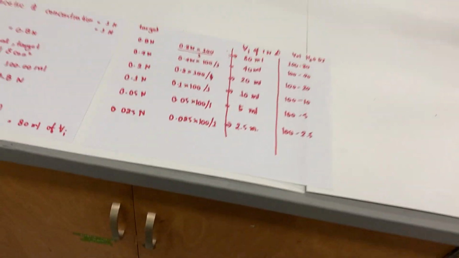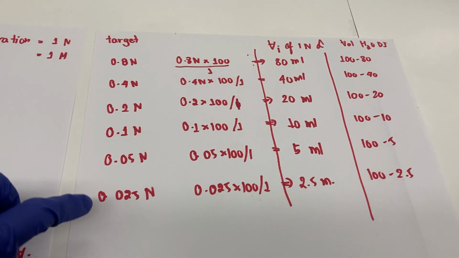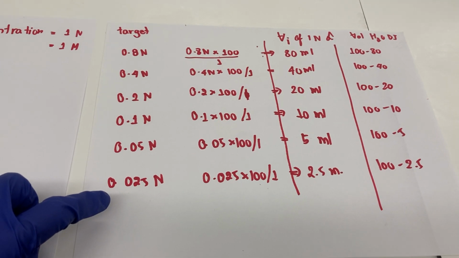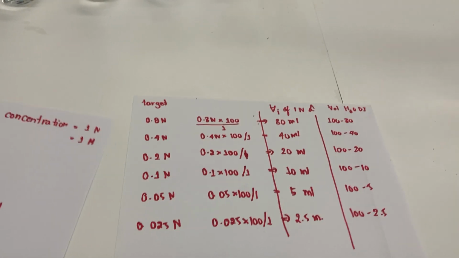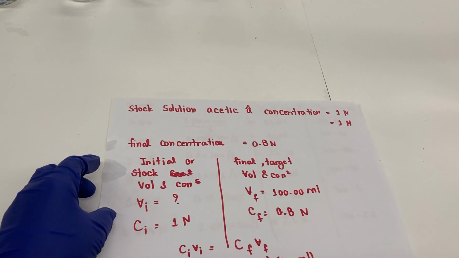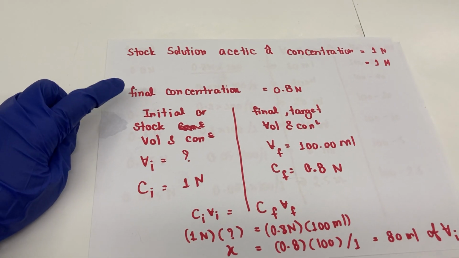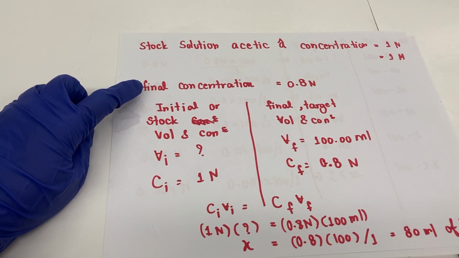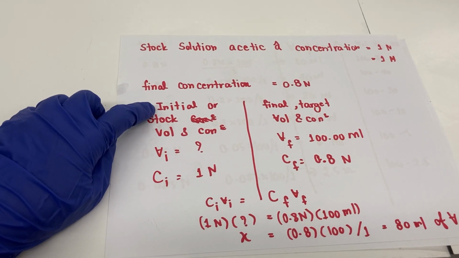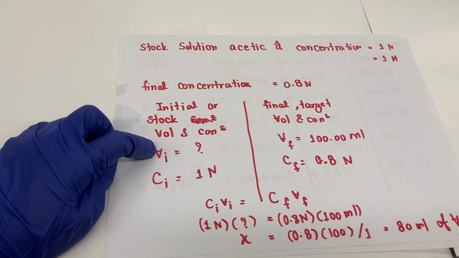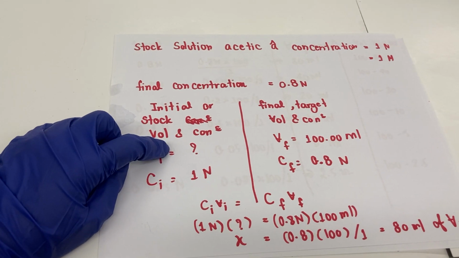Let's come back here. I would like you to go to the concentrations of 0.8, 0.4, 0.2, 0.1, 0.05, and 0.025 normal right here. You have to do the calculation first. I have 2 pages of the calculation here. The stock solution of acetic acid that I give to you is 1 normal. If you want the final concentration of 0.8, you're gonna have 2 sides. The first side is the initial or stock concentration. What is unknown is how much of the stock solution that I give to you that you have to bring.